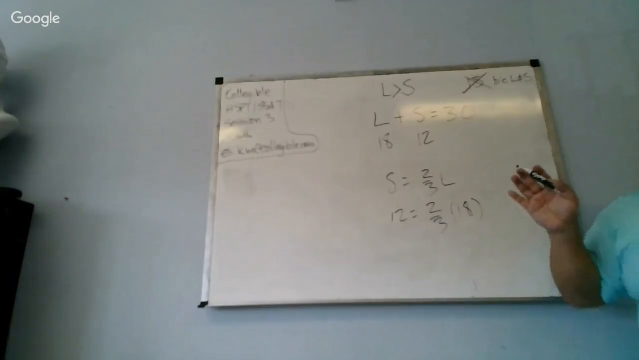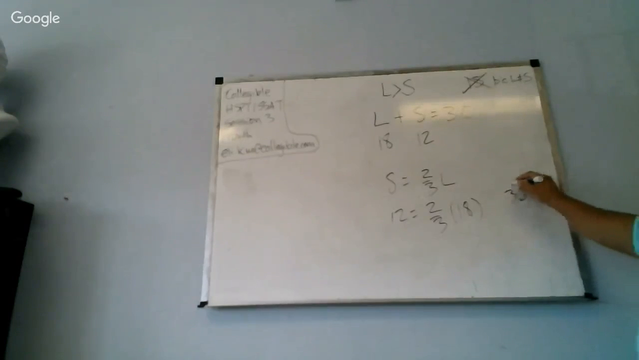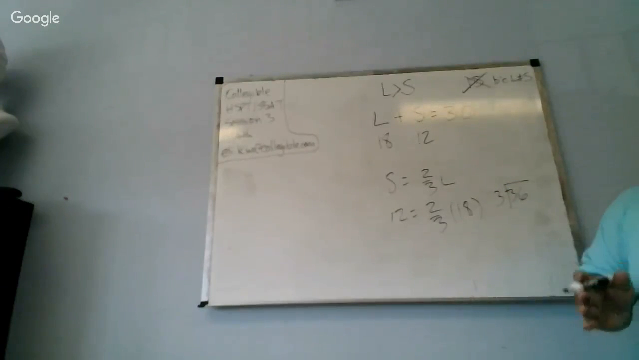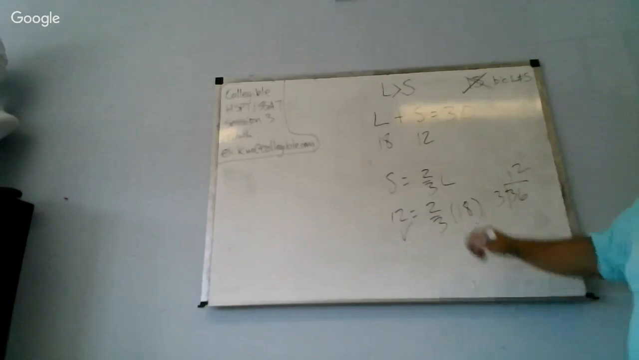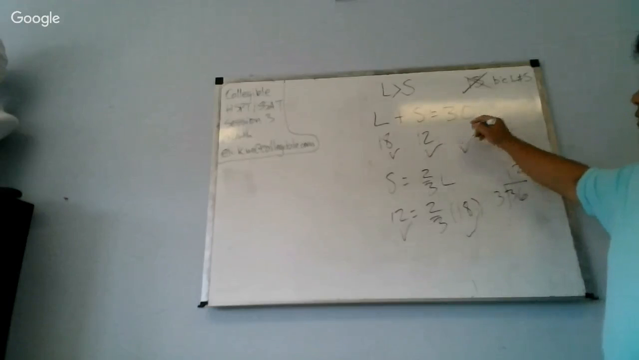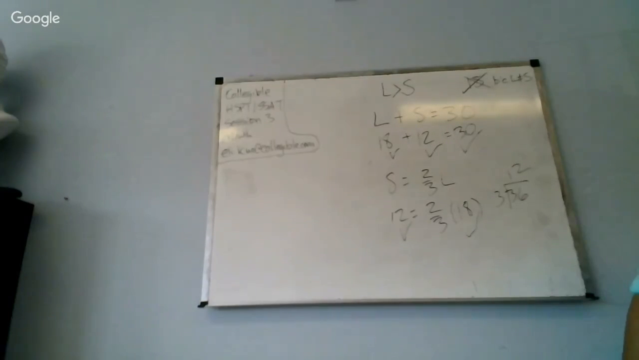18 times 2 is how much, Sydney? 36 divided by 3? It's 12. So this verifies itself. 12 and 18 fit. 12 and 18 add up to 30. You guys see that? So our answer for the smaller group is that it's 12. Do you guys see how that works?